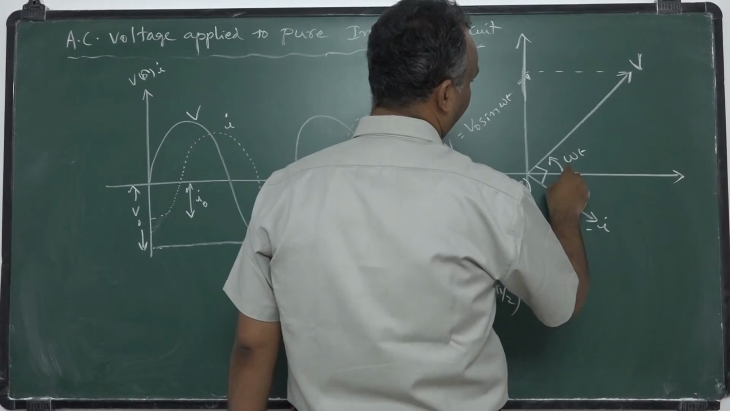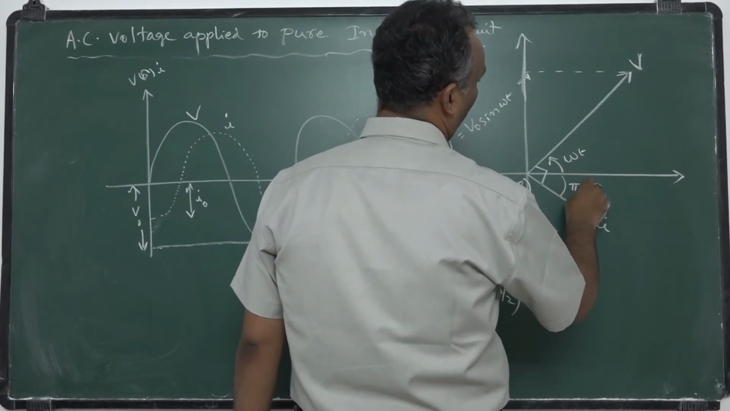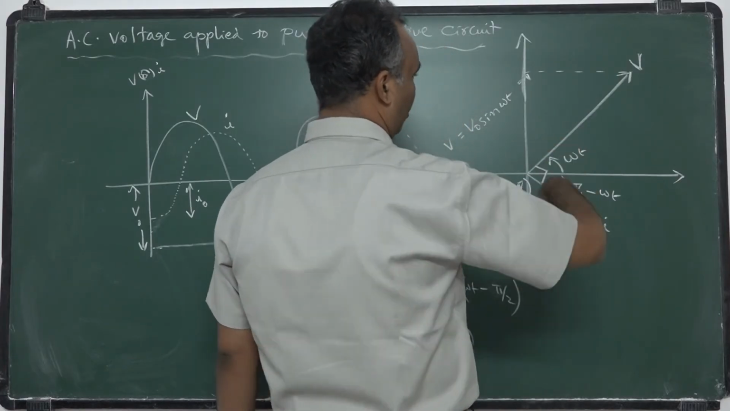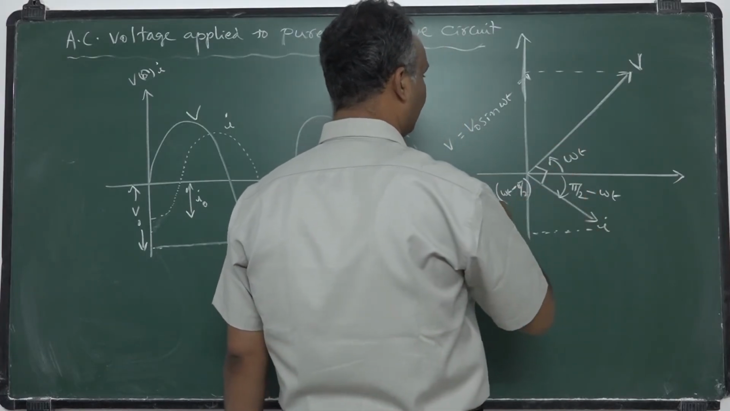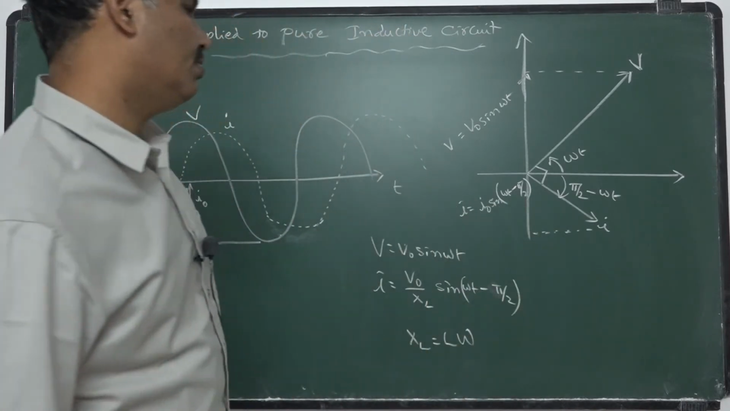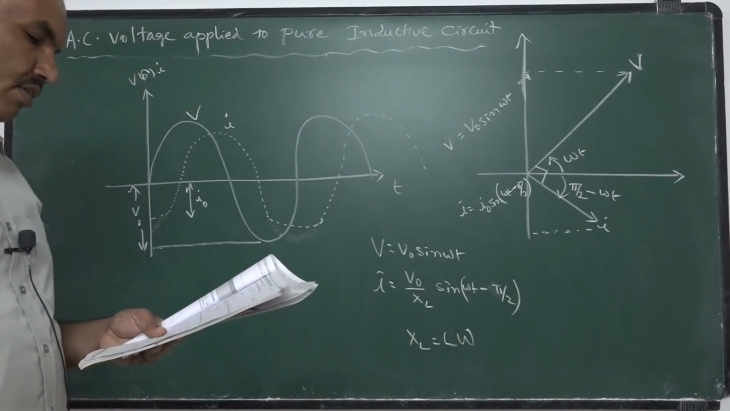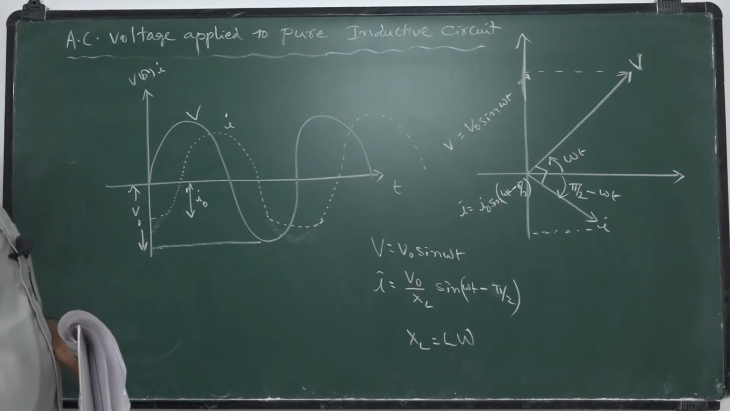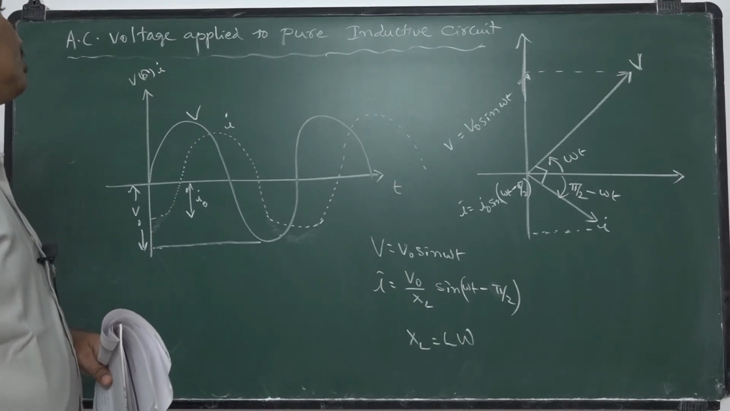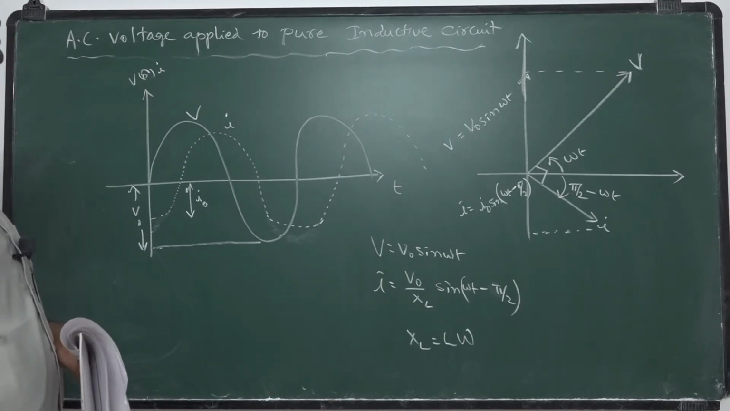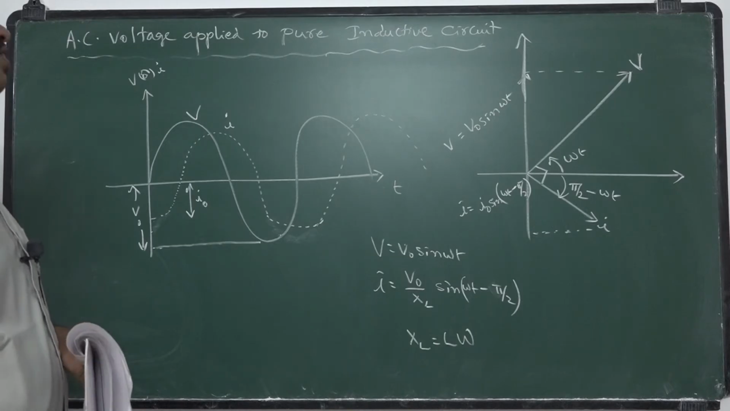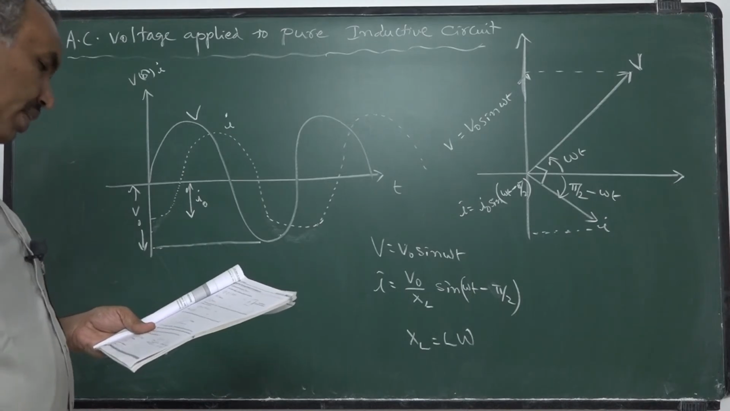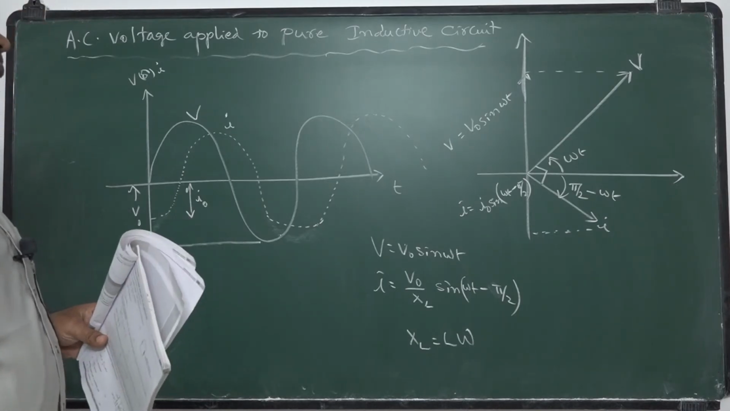Actually, this angle is pi by 2 minus omega t. As it is in the clockwise direction, we should take a minus. That minus will go inside. So it becomes I is equal to I naught sine omega t minus pi by 2. That is the phasor diagram representing the variation of voltage and current in a pure inductive circuit. The current lags behind the voltage by a phase angle of pi by 2.